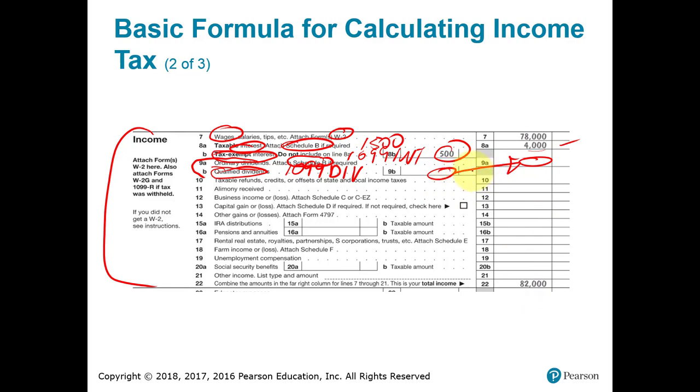Eventually, we're going to learn in Chapter 3 that we're going to back out these qualified dividends from the taxable income and tax those qualified dividends at a lower percent, a lower marginal rate.